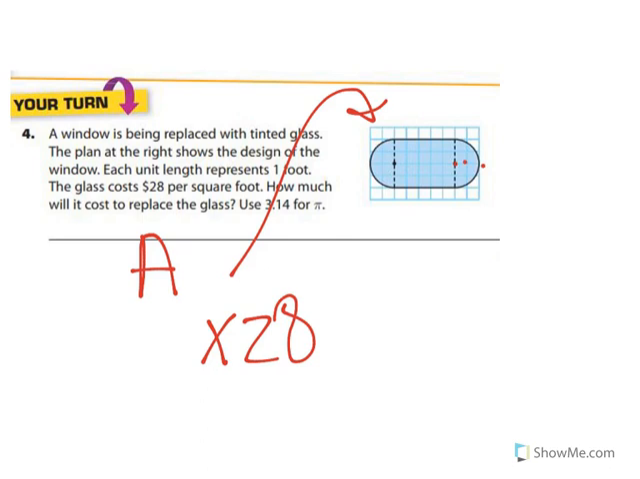So notice how we have 2 semicircles, right? So that would be the same as finding a full circle, so we don't have to divide by 2 there. So I'll give you guys a minute to do this on your own.